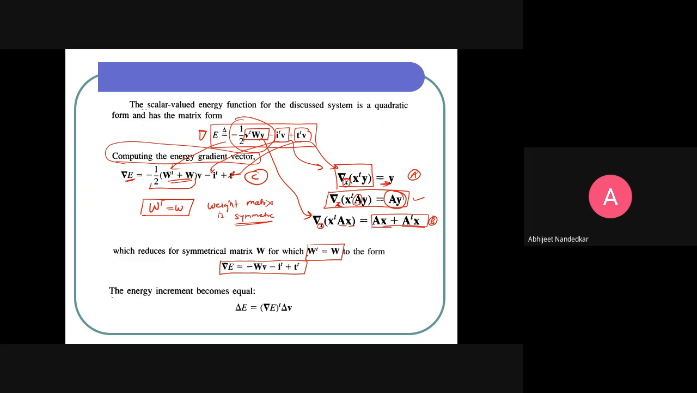Okay, now the energy increment you can calculate by multiplying this gradient by the change in V. So the change in V, that is the input, the change in input multiplied by the gradient of energy, will give you the change in energy. Okay, so let me write here, change in energy is equal to gradient of energy multiplied by change in V, that is input.